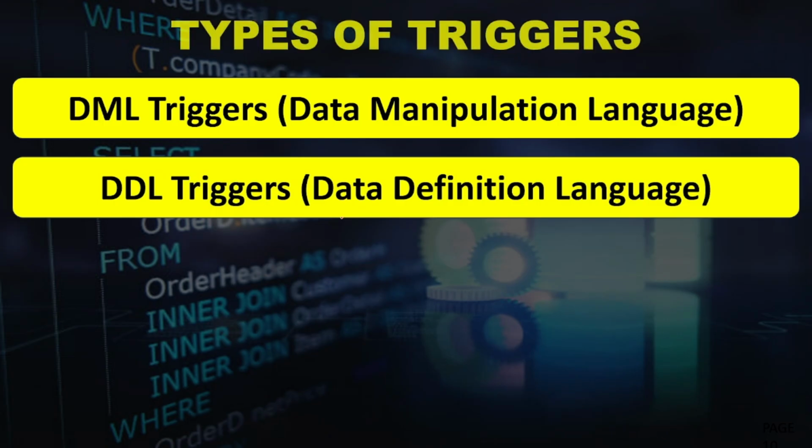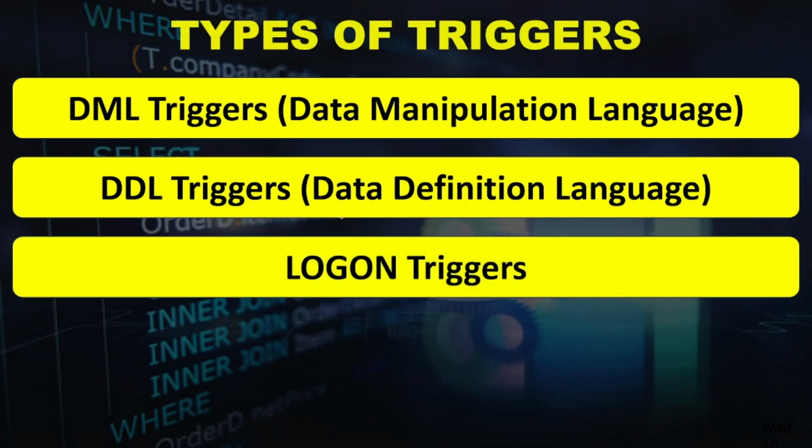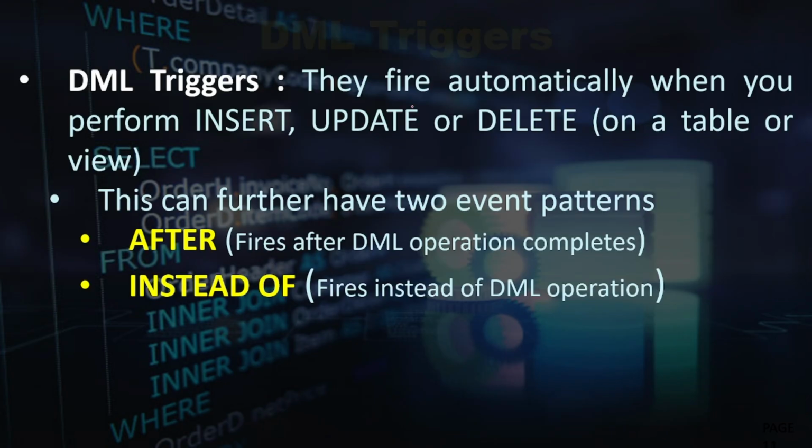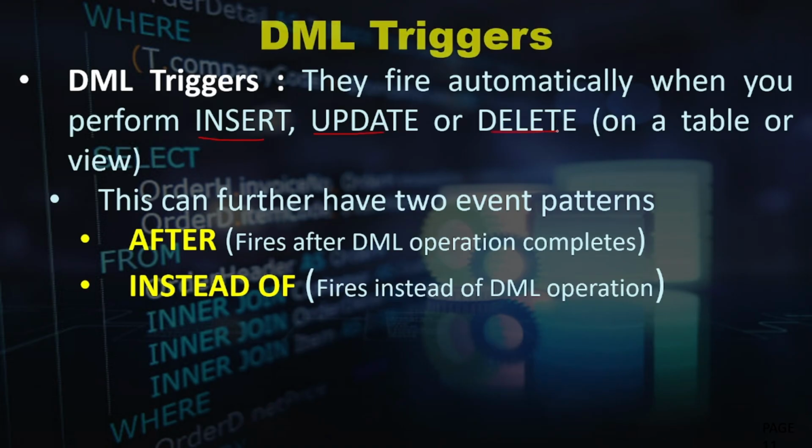DDL trigger, that is data definition language trigger. And LOGON trigger is the third one. If you're talking about DML triggers, they fire automatically when you perform any DML activities, data manipulation activities. And what are those? You are performing some insert, update or delete on a table. So DML triggers can be written in 2 different event patterns.